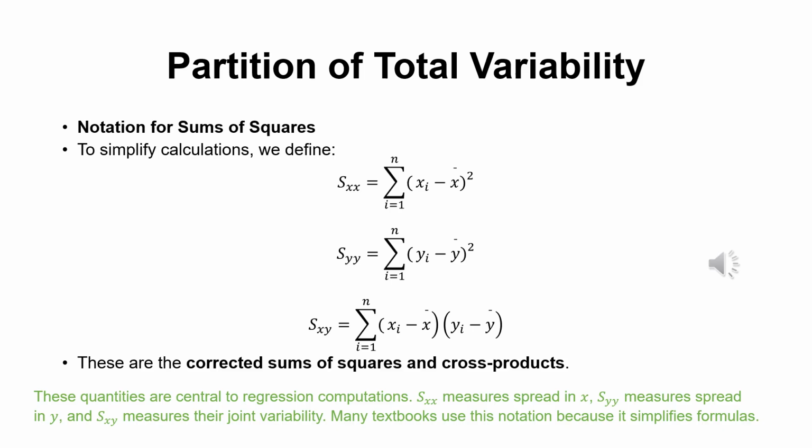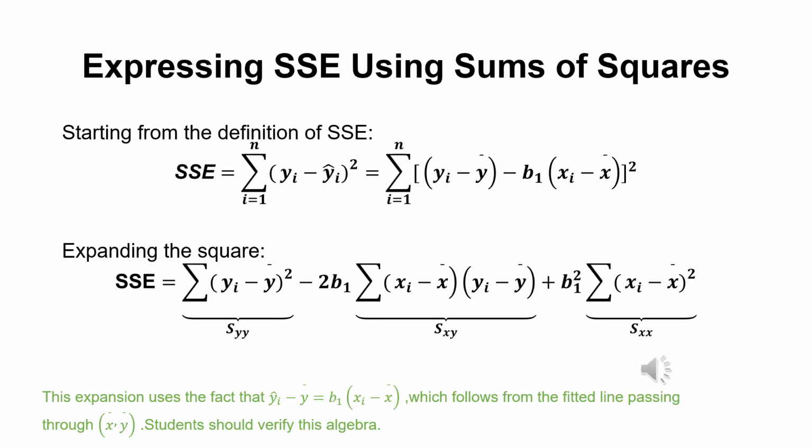S_xx measures spread in x, S_yy measures spread in y, and S_xy measures their joint variability. Many textbooks use this notation because it simplifies formulas. SSE equals the sum of squared residuals. Substitute y_i minus y hat_i as y_i minus y bar minus b times x_i minus x bar. Expanding the square gives S_yy minus 2b S_xy plus b squared S_xx, where S_yy is total variation in y, S_xy is joint variability, and S_xx is spread in x.